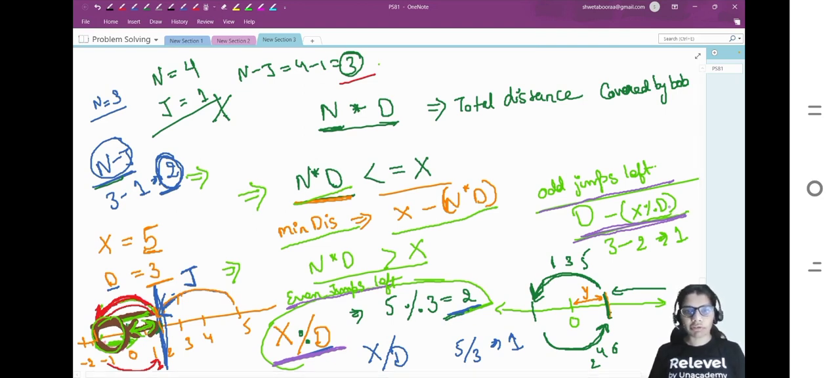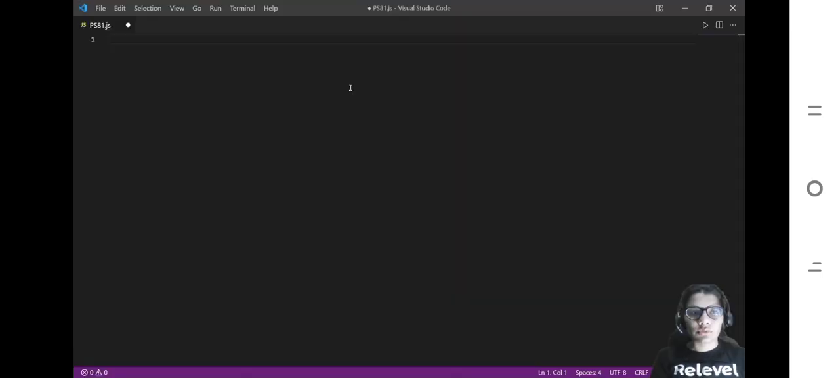So now let's see how we can code this particular problem. Here, if you code this problem, firstly let's make a function which will give you the minimum distance.